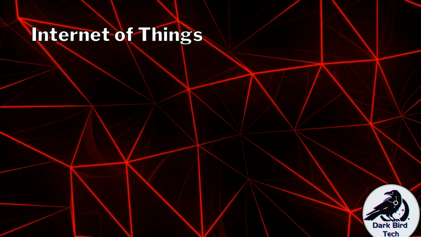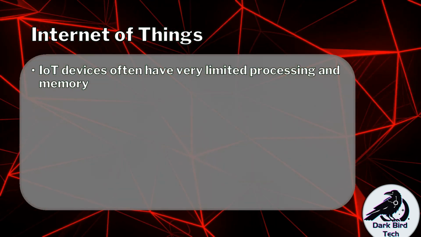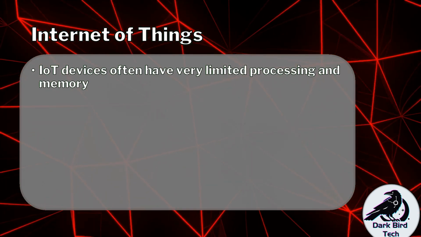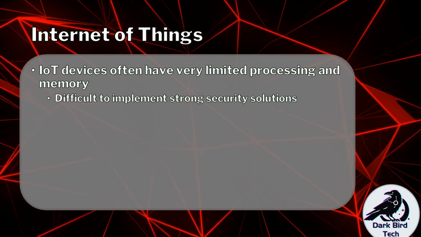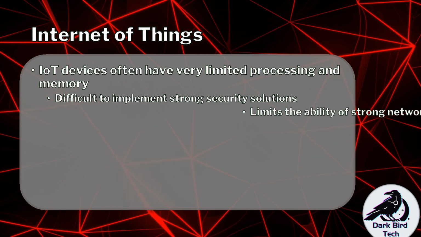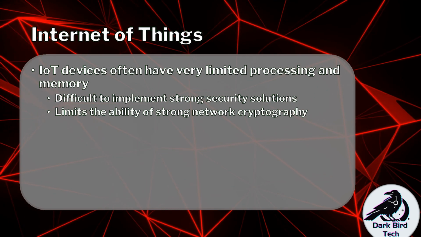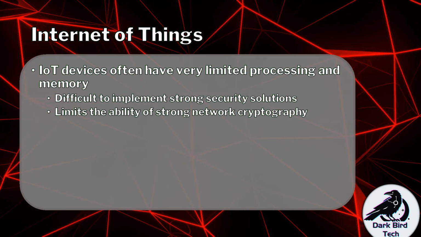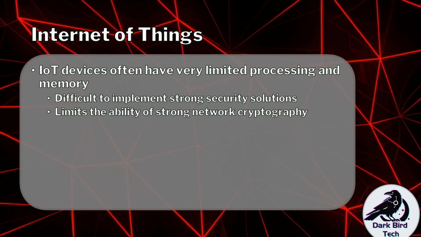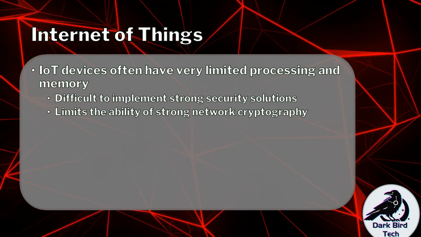Now moving along, what makes IoT interesting and concerning for security is this. IoT devices often have very limited processing and memory capabilities, which means it is very difficult for us to implement strong security solutions, and also limits our ability to implement good cryptography on network communications. So IoT devices generally don't have the greatest internal security and also don't have very good cryptographic processes protecting the communications going over the network connections. And this can be a big issue, especially if you're dealing with Wi-Fi.